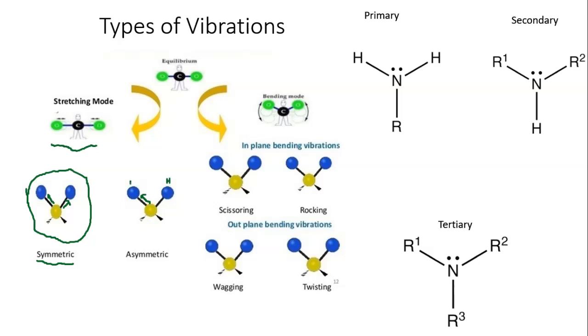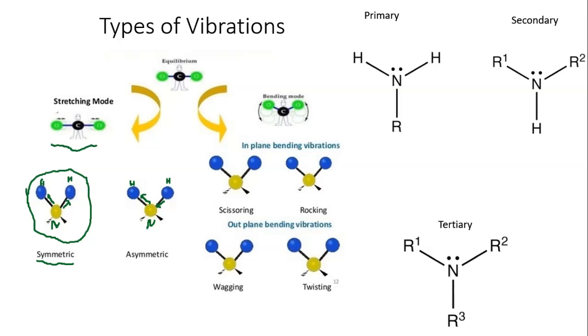If these are both hydrogen here, we can have symmetric and asymmetric stretching. That means when one's going out, the other is coming in, whereas in symmetric stretching, they're both going out at the same time. So when you have two hydrogens attached to the nitrogen, you can have symmetric and asymmetric stretching.